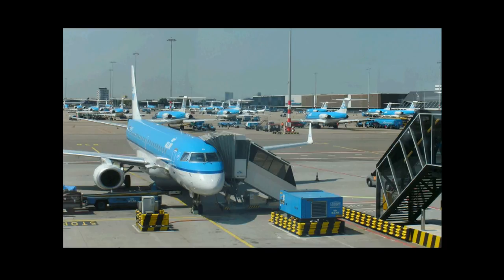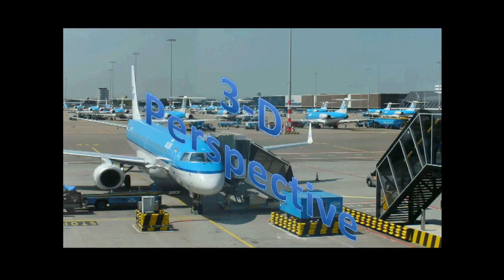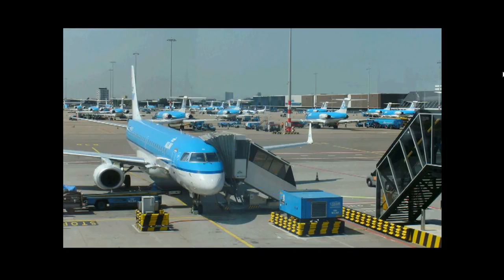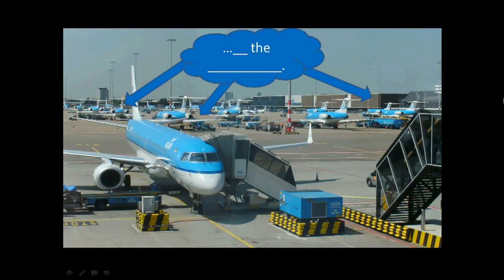Now, sometimes when we look at photos, we notice that there's a 3D perspective. We have things that are close to us and things that are far away. So, how can we describe these locations or these places? How about these here? These planes, they are all where? We call this the background. So what preposition do we use? In the background. There are some planes in the background.